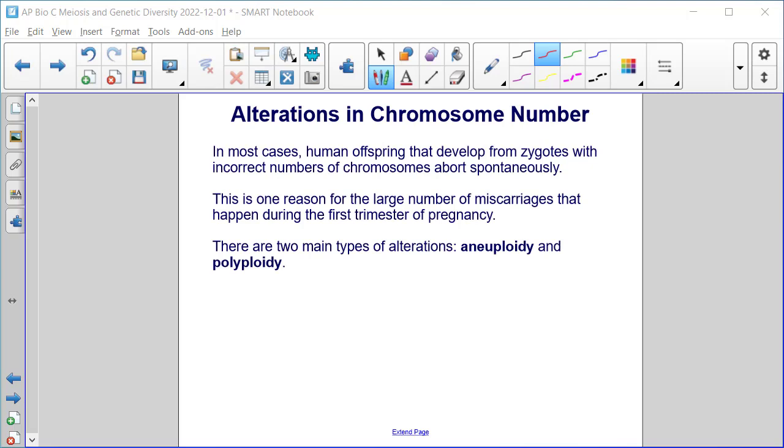In most cases, human offspring that develop from zygotes with incorrect numbers of chromosomes abort spontaneously. This is one reason for the large number of miscarriages that happen during the first trimester of pregnancy. There are two main types of alterations, aneuploidy and polyploidy.